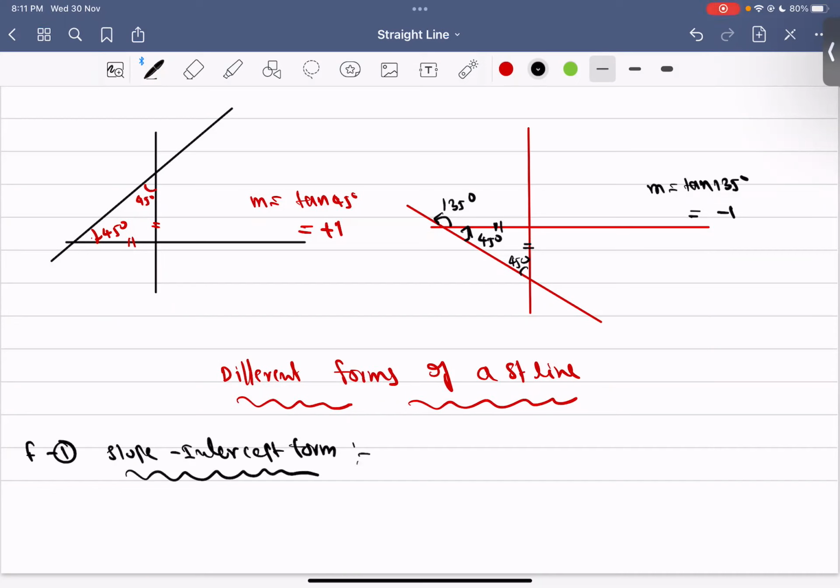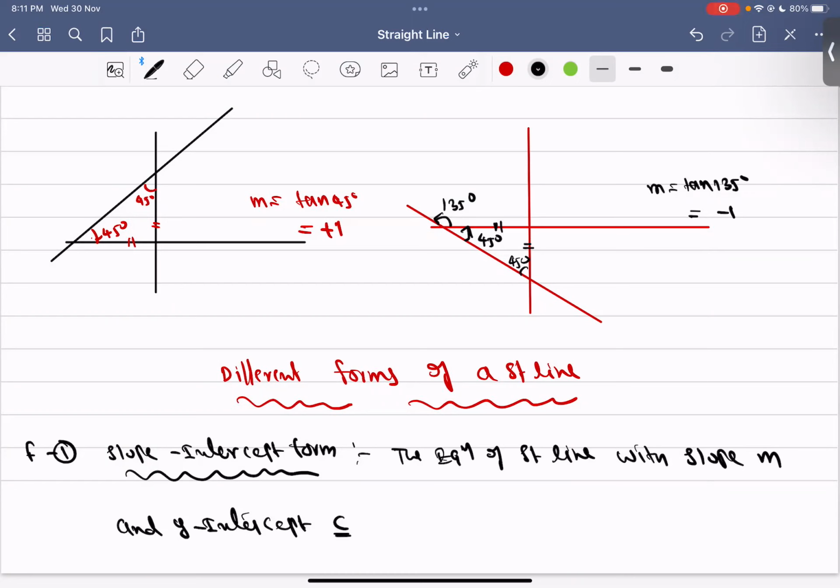Slope intercept form. So slope intercept form is the equation of the straight line. The equation of a straight line with slope m and y-intercept c can be written as y is equal to mx plus c.